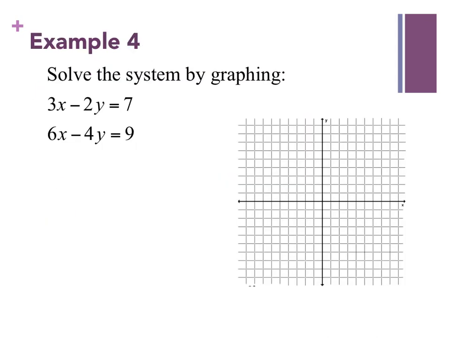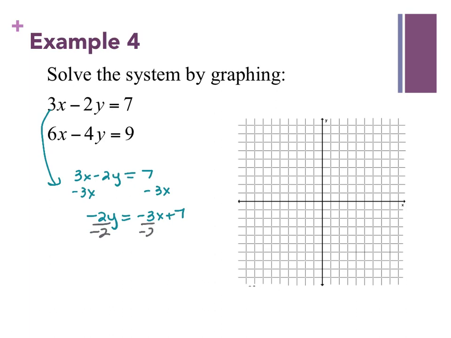All right, so it says solve the system by graphing. First thing I'm going to do is take this equation and solve it for y. I'm going to get it in slope-intercept form. So subtract the 3x. And divide by negative 2. Y equals positive 3 halves x minus 7 halves, or 3 1/2. Now I'm going to graph that line. So I'm going to go to negative 3 1/2. And I'm going to go up 1, 2, 3 over 2. I can do it again, up 1, 2, 3 over 2. And then I'm going to connect my line.